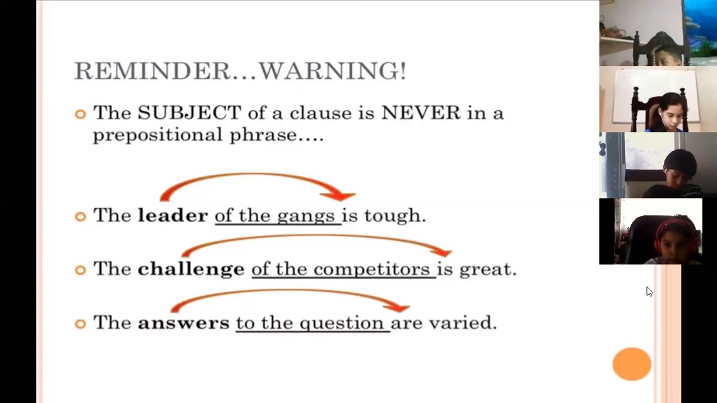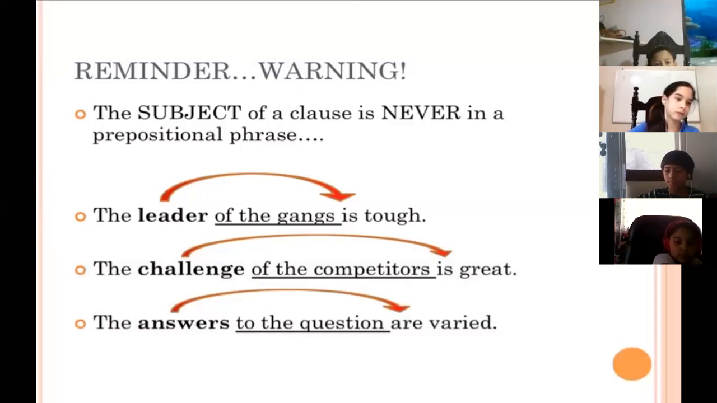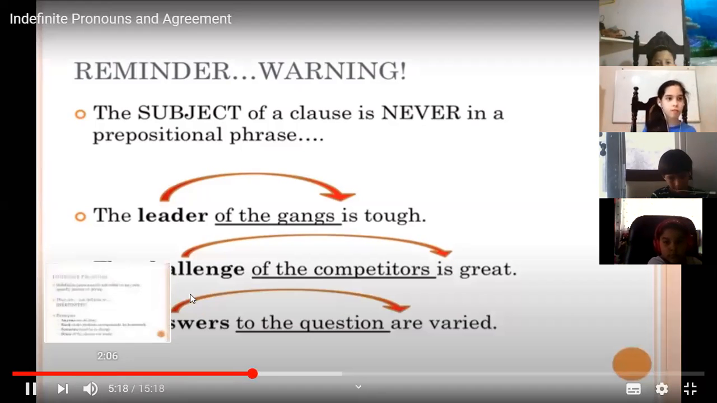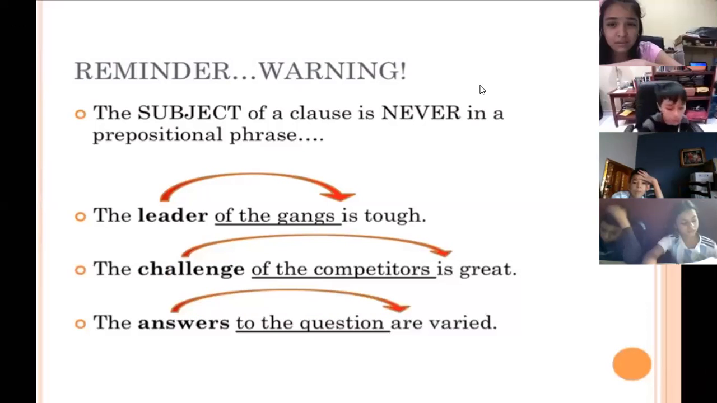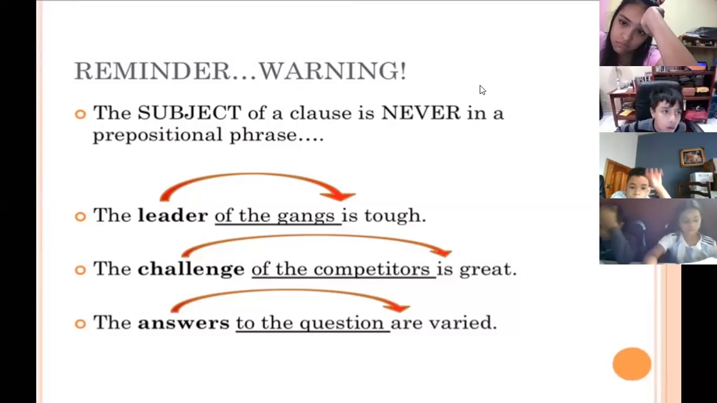So we look at the word challenge. Challenge is singular, therefore we take a singular verb, and in this case again it is. Last one there, just to show the opposite. The answers to the question are varied. So it looks like one question with many answers are possible. Again, the grammatical subject is answers, therefore the verb must be plural, and so we use the verb of are. Even though the word question is right next to it, question is not the subject because it's in a prepositional phrase. Subjects are not in prepositional phrases.